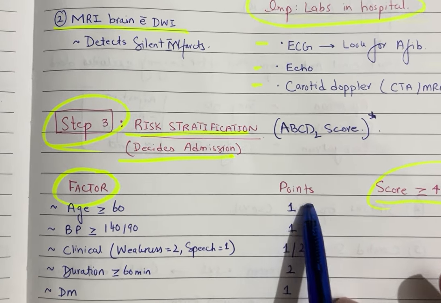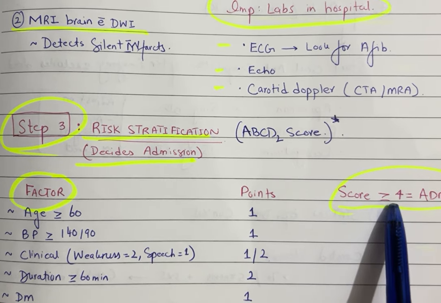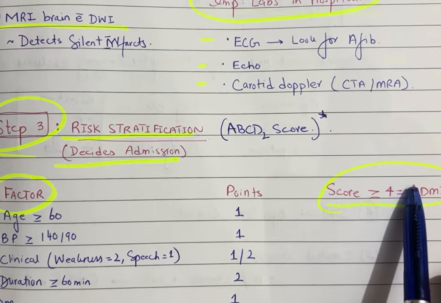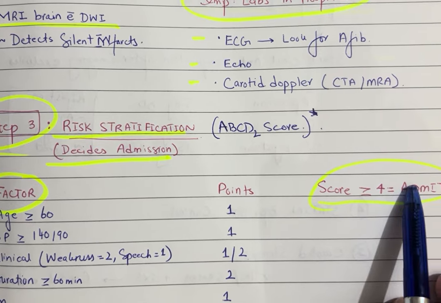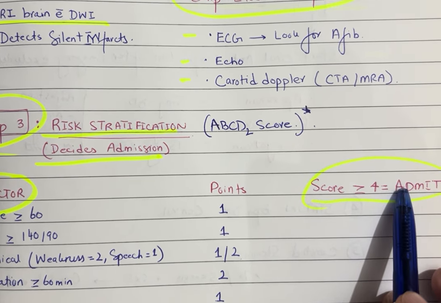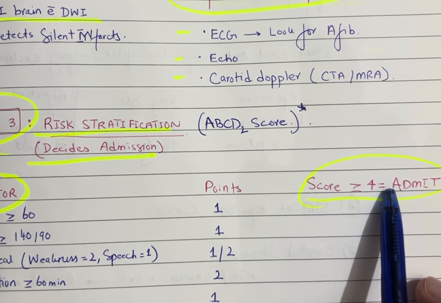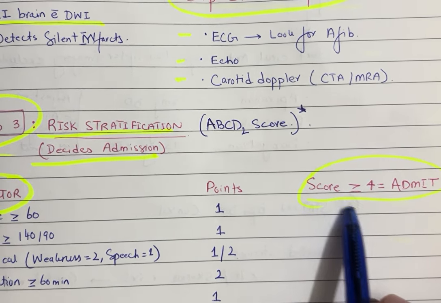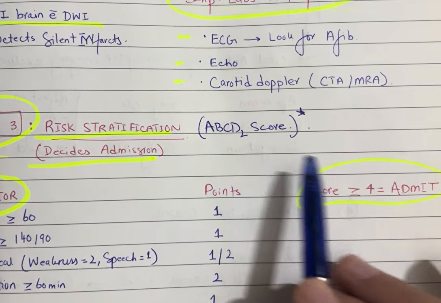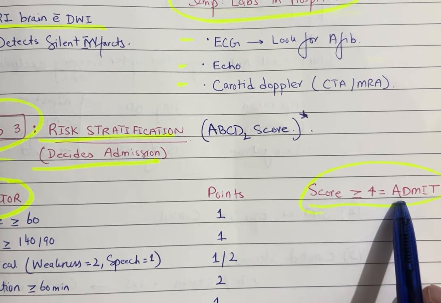So if the score becomes more than 4, you need to admit, because the patient is highly likely to get a stroke. So you need to prevent that stroke. So if the score comes to 4 in the ABCD2 score, you need to admit the patient.